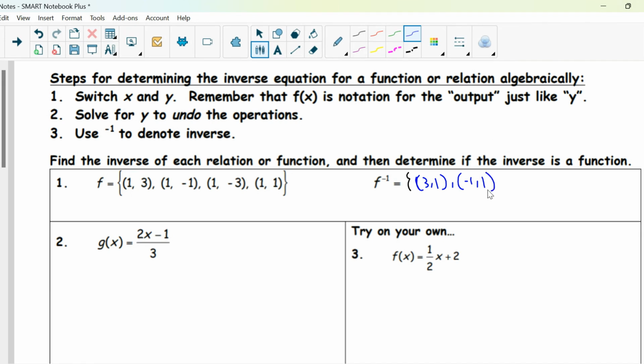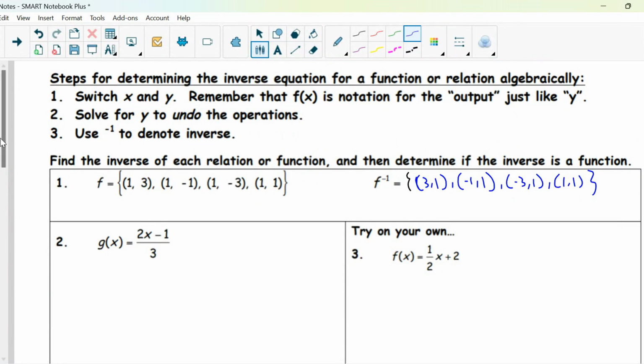-1 and 1. -3 and 1. And then 1 and 1, the inverse is just 1 and 1. And there we go. That's how we determine the inverse for that function. And yes, in this case, it is a function. If we were to get an irrational or imaginary solution, that's where we would not have a function.